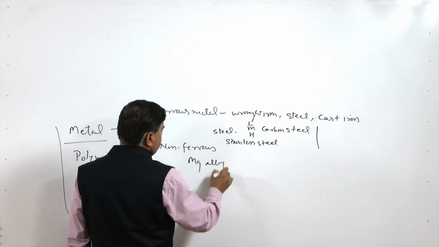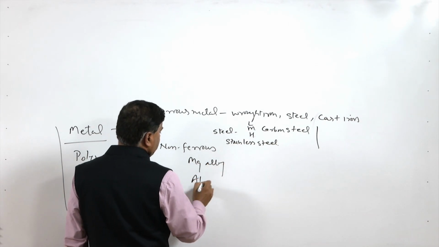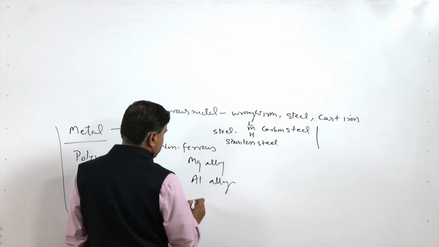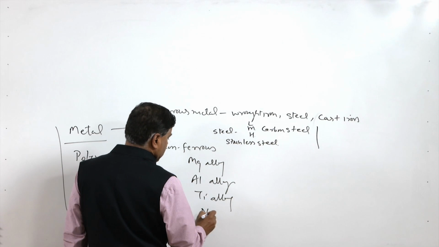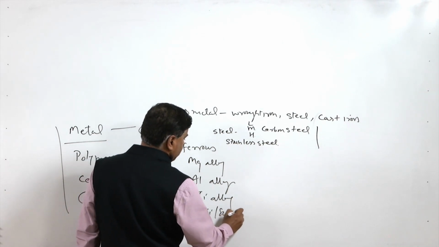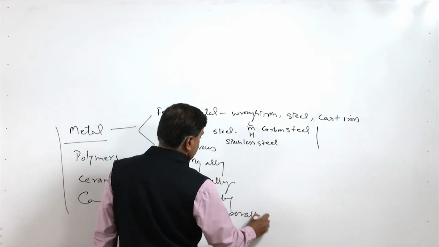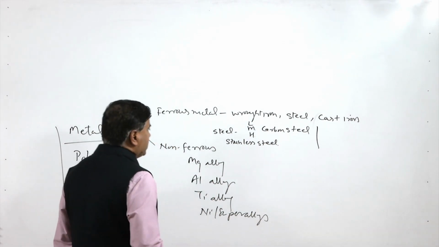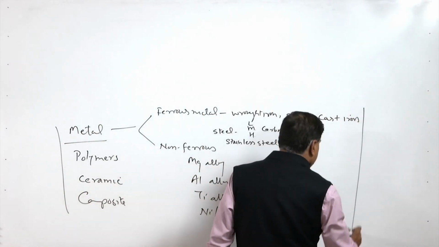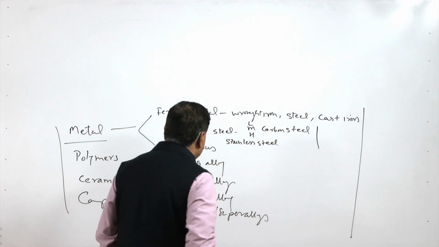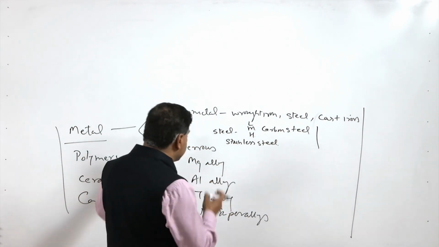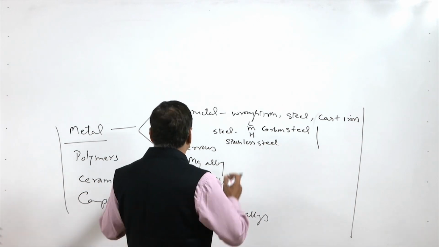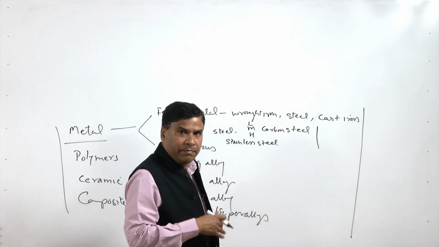And among the non-ferrous metals, what we have are magnesium alloys, aluminum alloys, titanium alloys, nickel or super alloys. So, since there is a very wide range of metal systems, the list is very long, and in each category there are a number of alloys.